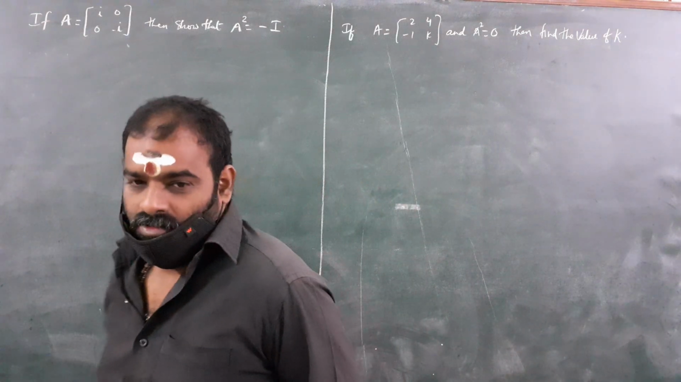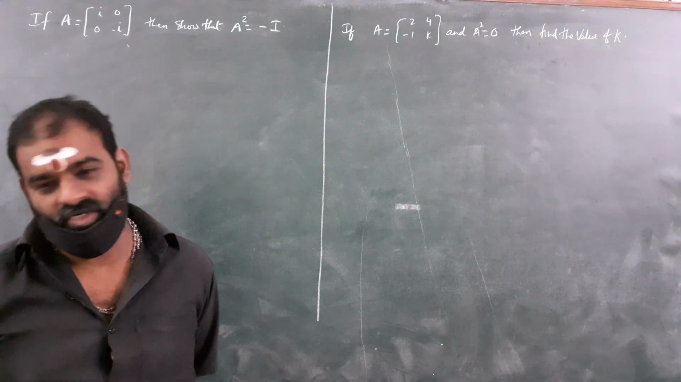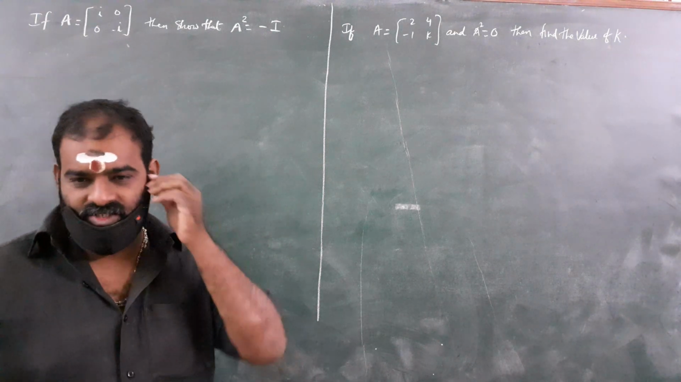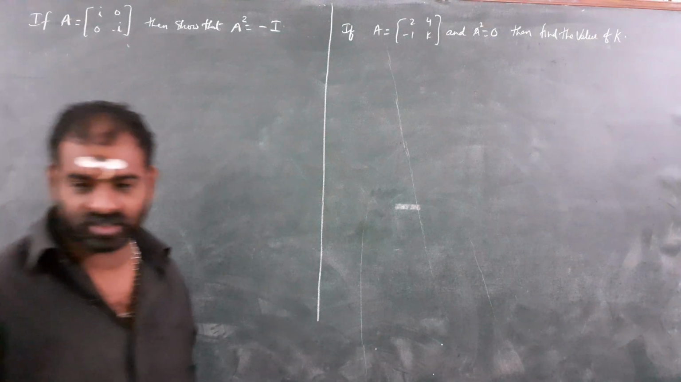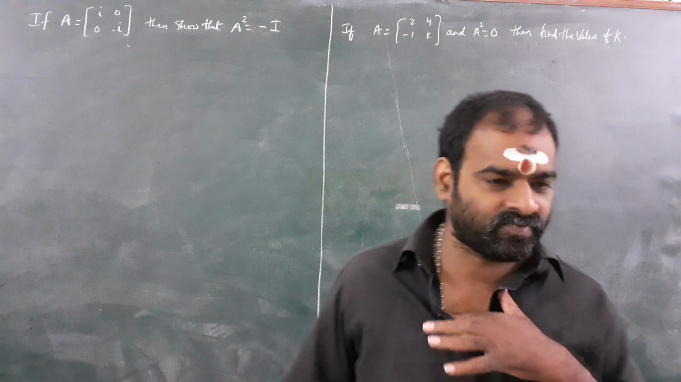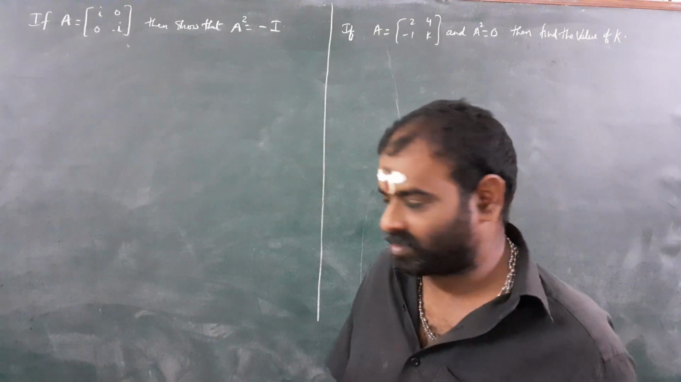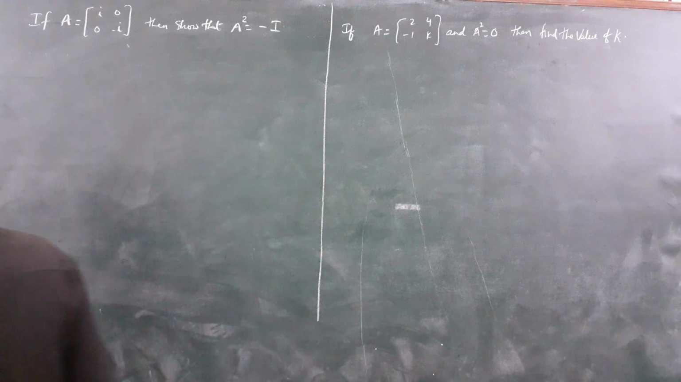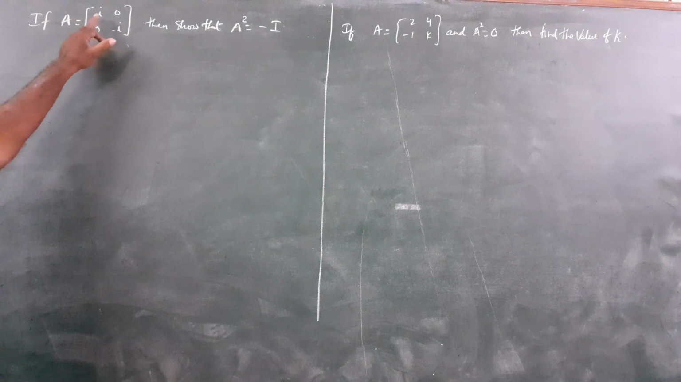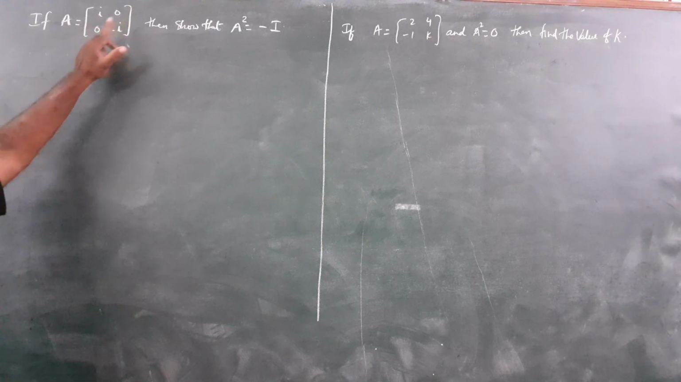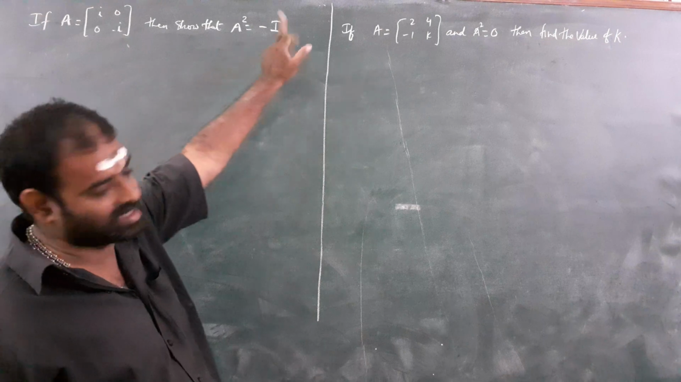So, in today's class we discuss some more important problems on multiplication of matrices. So friends, there are two problems on the board. The first problem here is, if A is equal to the matrix [i, 0; 0, -i], then show that A squared equals -I.